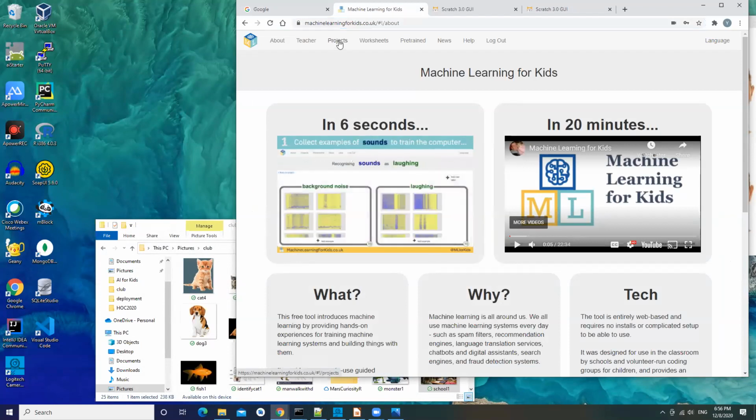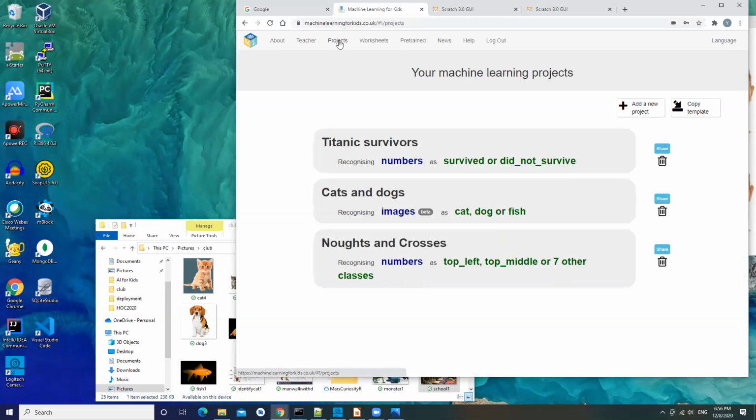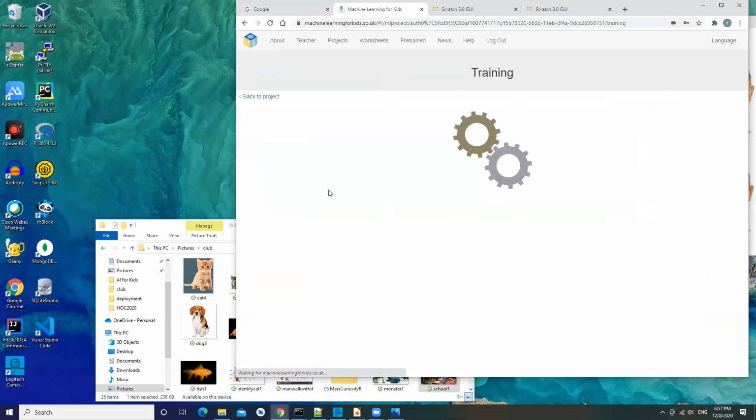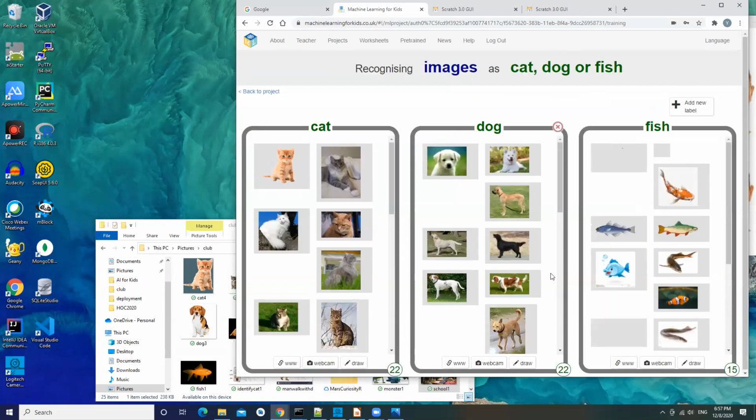So I have the project, cat and dog. Sometimes it didn't work. It's not really as good as what the Google API can do, but I just want to give you the basic concept. If you go to this project, it's broken down into three steps: train, learn and test, and make. You can train them using different pictures.